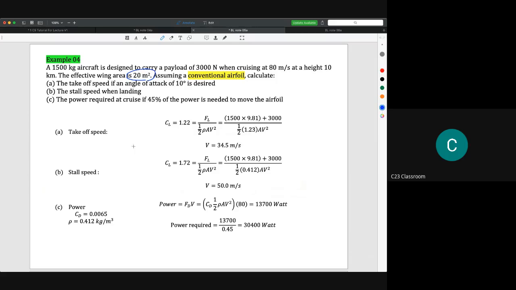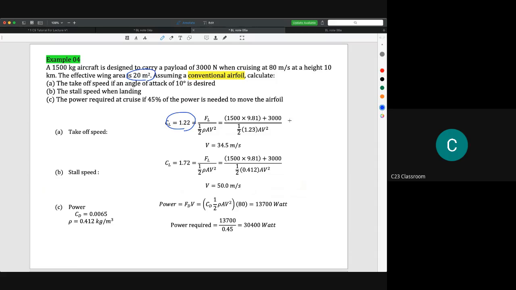So the takeoff speed means that the lift force is equal, with the lift coefficient 1.22. So okay, let's say this is the value that we need. So this is the equation, and then we substitute.